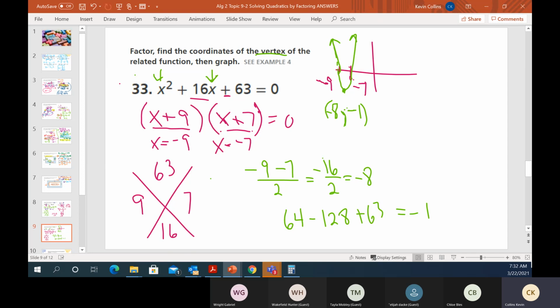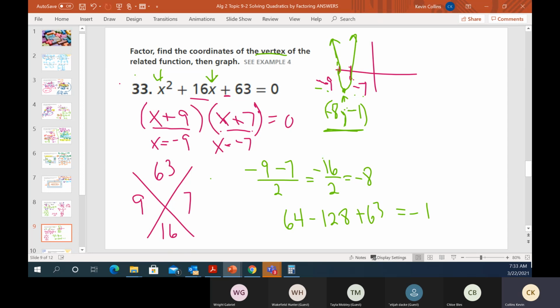Okay, and that's a pretty good graph for what we need here. So we know that the guy crosses at -9 and -7 and bottoms out at -8 and -1. So that's this point right there. See how that works?